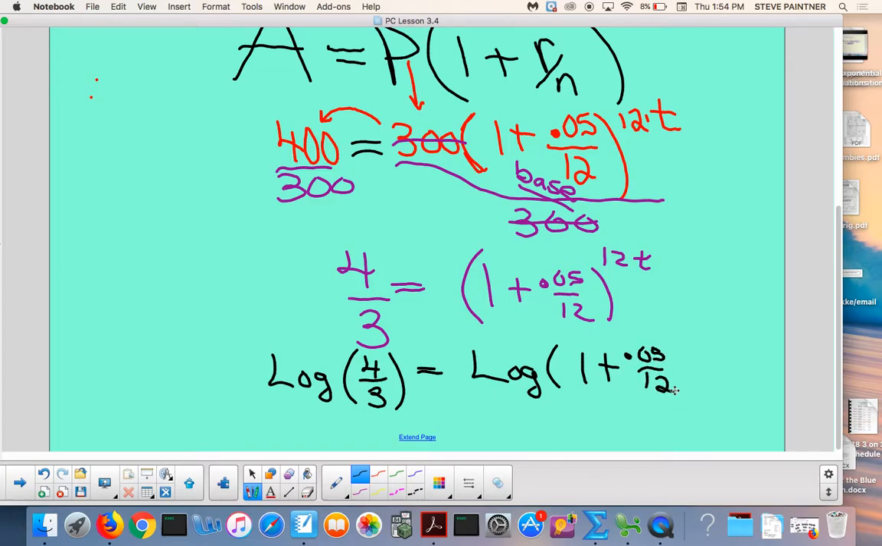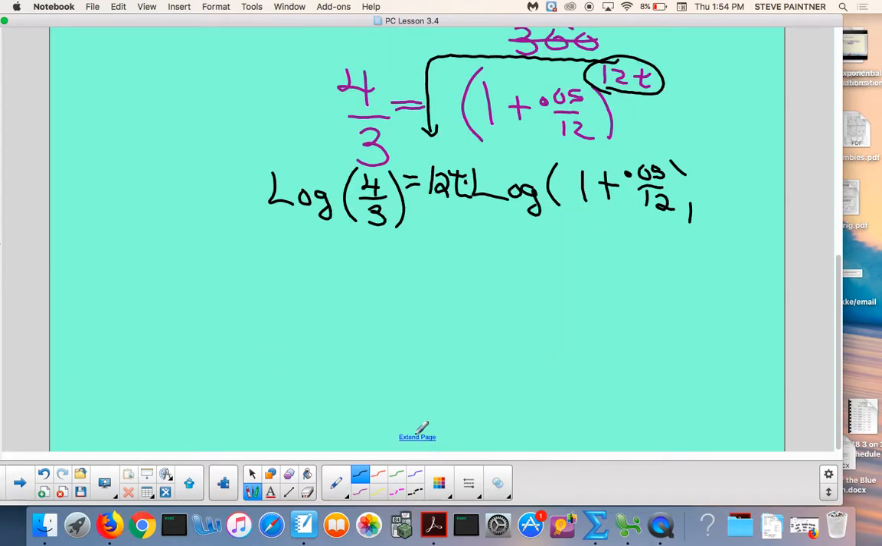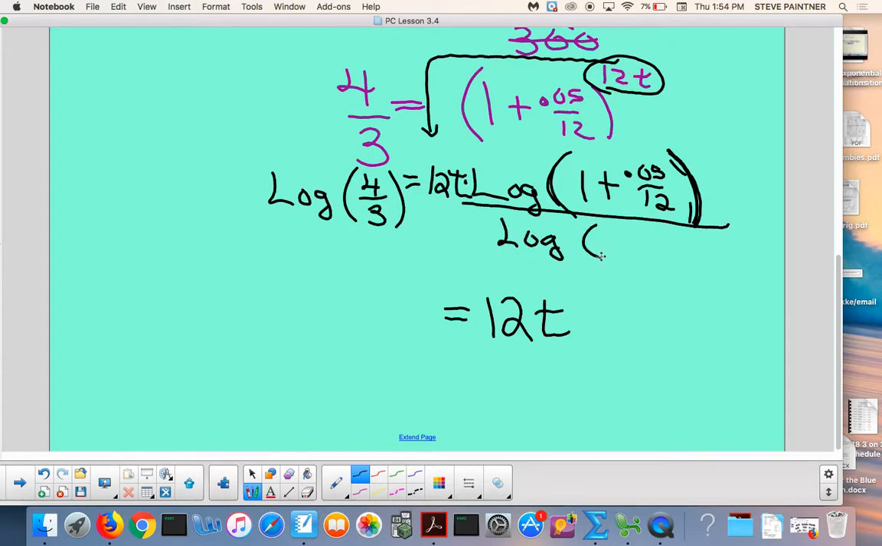Where does the exponent go? In front of the log, and now it becomes 12t times log. Now what? You're solving for 12t. Get 12t by itself. Divide by log of (1 + 0.05/12). Divide by log of this, right? Then log of 4/3 over here.